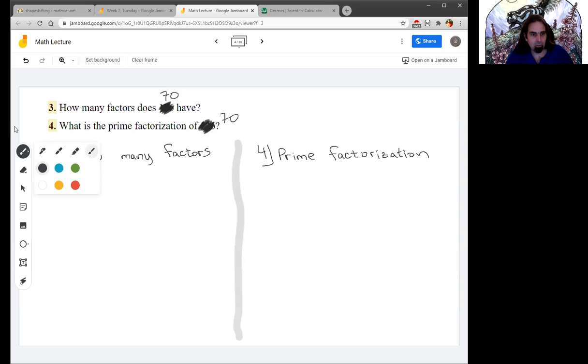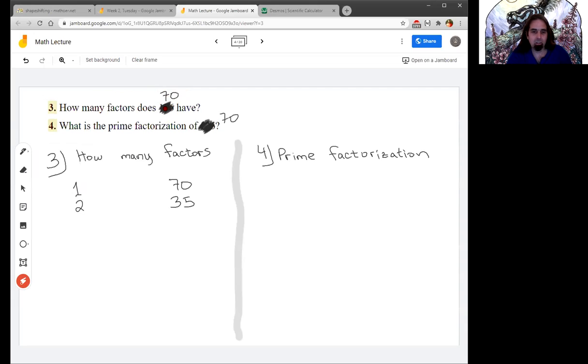So this one is like the horseshoe game. We say, well, 1 and 70 are factors. 1 and the number always work. Does 2 work? Yes. 2 and 35. Does 3 work? The shortcut to 3 was add up the digits and see if 3 goes into that. 7 plus 0 is 7. Does 3 go into 7? No, so 3 doesn't work.